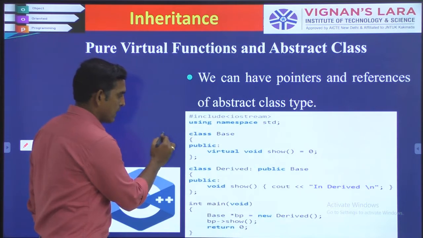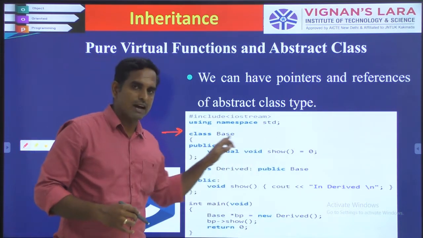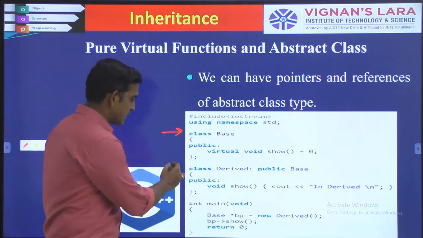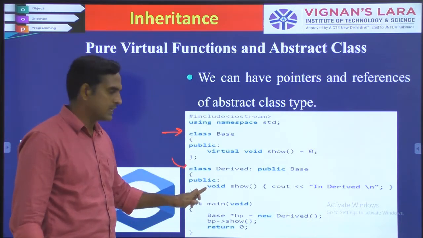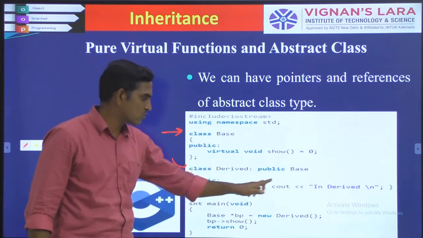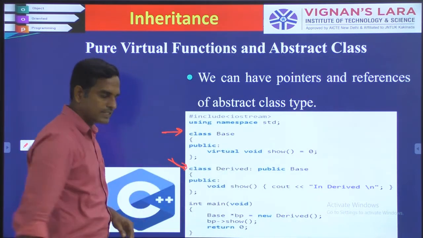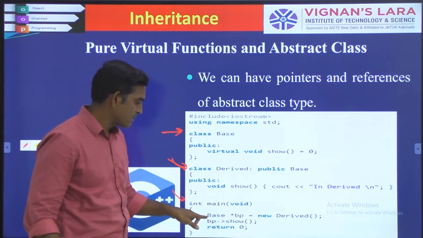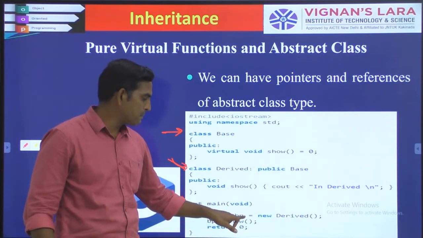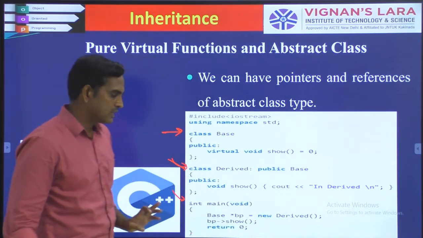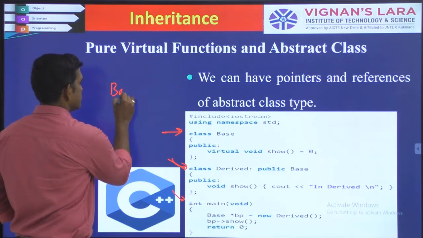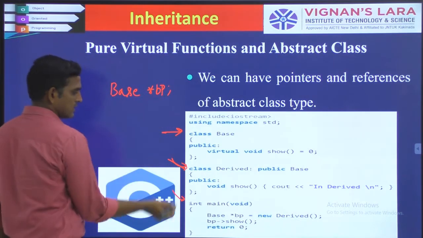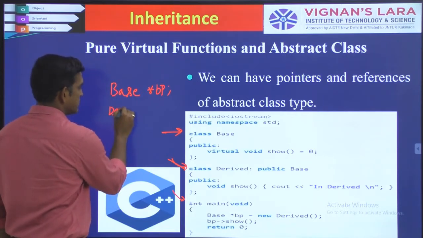So we will have the class base. Inside that you have one pure virtual function. That is why this will become your abstract class. And you have the derived class. Inside the derived class, I have the implementation of the show method. So that is the derived class. And if you go to the main, inside the main I write base star BP is equal to new derived. That is what I am doing. I am first creating a base pointer. Next, I am creating the derived class object.